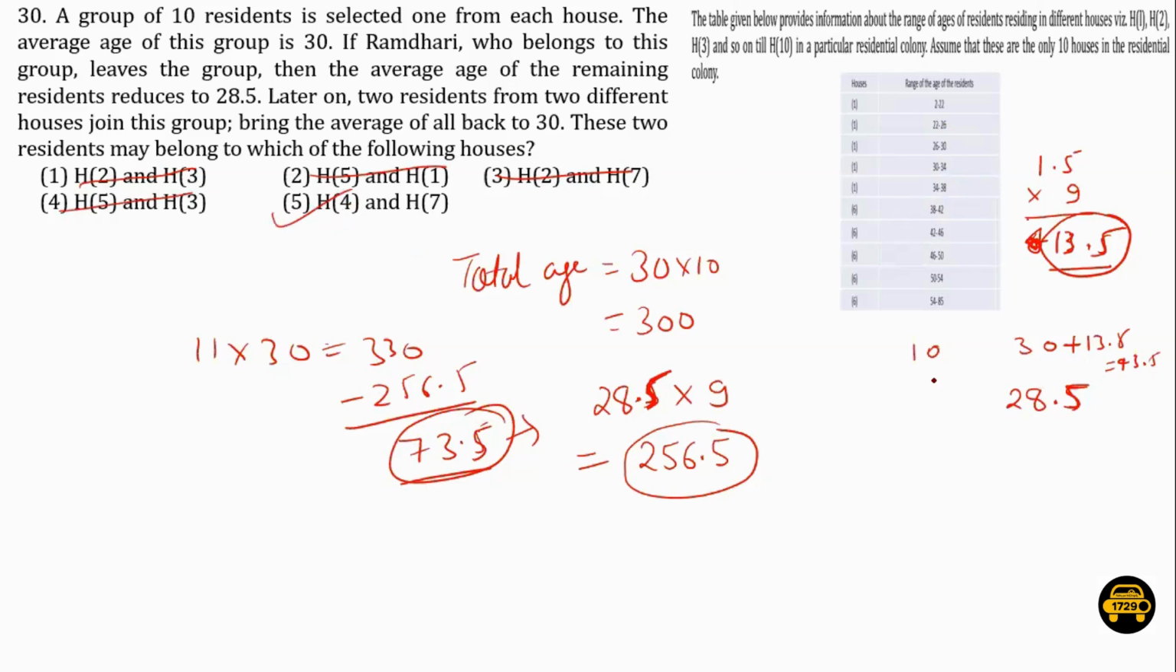For H4, the maximum age can be 34, and for H7 it is 46. So the maximum age can be 80, and if we check the minimum age, for H7 the minimum age is 42, and for H4 the minimum age is 30. So the total age will be 72. So the range of the sum of ages from H4 and H7 will be between 72 and 80. Since 73.5 comes in this range, the correct answer is H4 and H7.